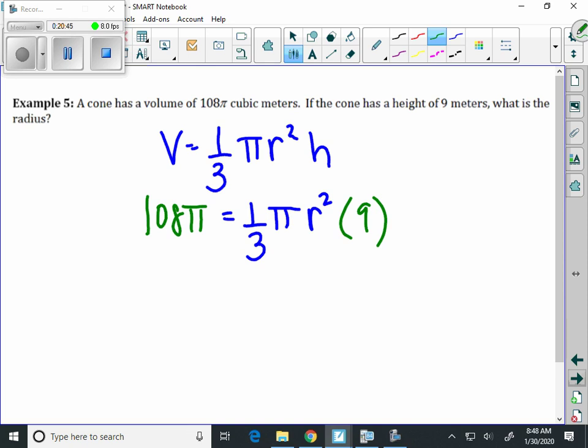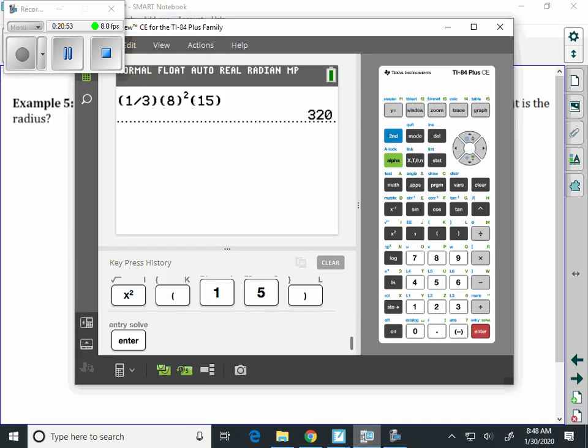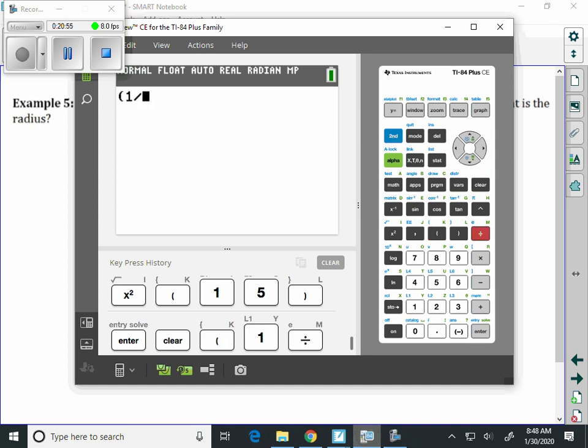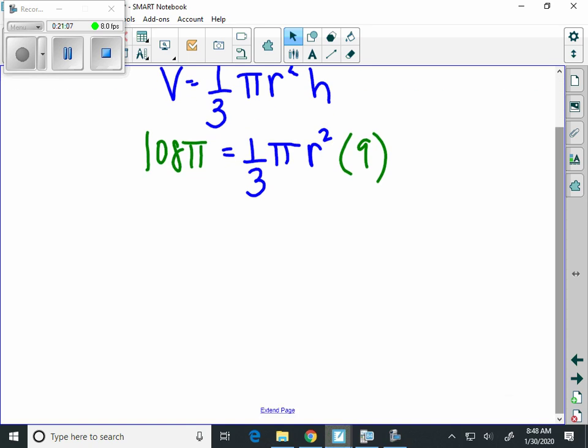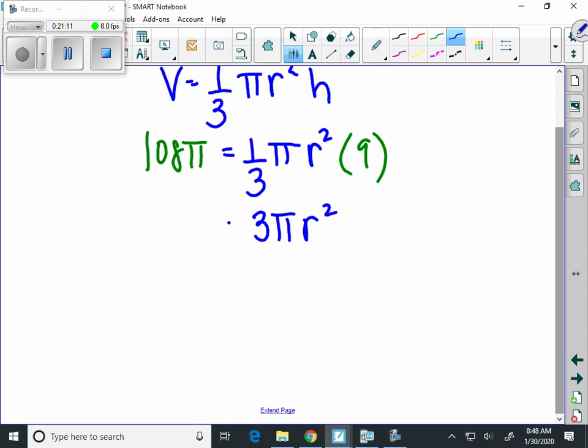And we can simplify this right side of the equation if we multiply the numbers. So let's start by multiplying 1/3 times 9. And I hope you don't have to type it into the calculator, or into decimals. There's nothing wrong with checking your math. So we get 3. Over here on the right side, this is going to be 3 pi r squared. No more fraction to worry about. We've got our 108 pi over here on the left.